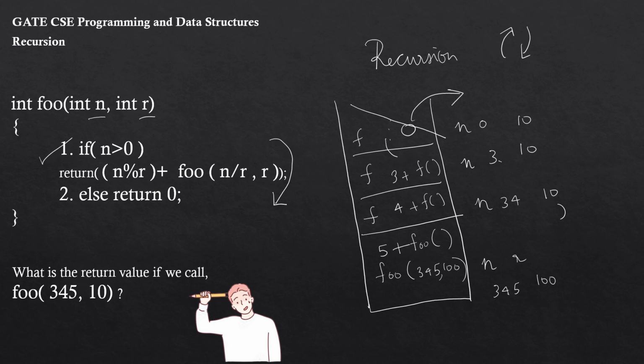Now, in place of this function call, whatever we had, we have 3 plus 4, and that will be replaced by the returned value, 0. Then similarly, each call gets popped off and returns a value, and finally we get the return value as 12.